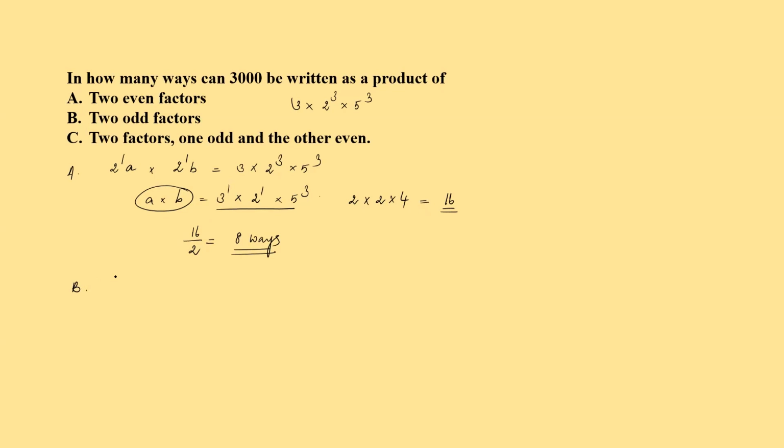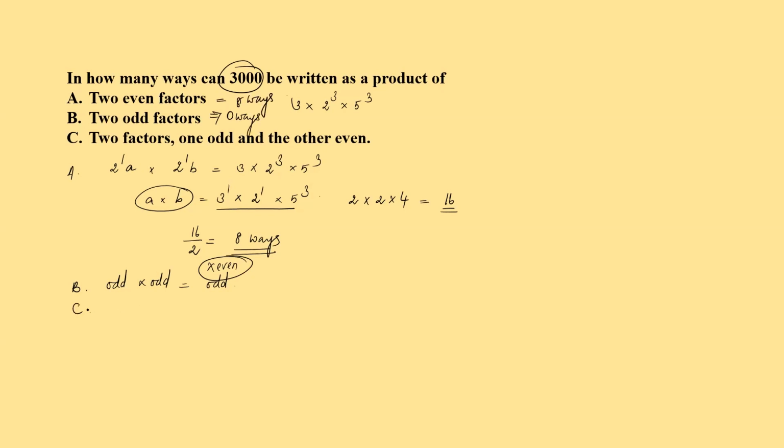Now, going on with B. In how many ways can 3000 be written as a product of its two odd factors? So, first of all, an odd number into another odd number is definitely going to give you an odd number. Correct. But 3000, is it an odd number or an even number? 3000 is an even number. So, odd into odd can never ever be an even number. So, 3000 can never ever be written as a product of two of its odd factors. So, the answer for this is 0 ways. And for the previous one, the answer was 8 ways.